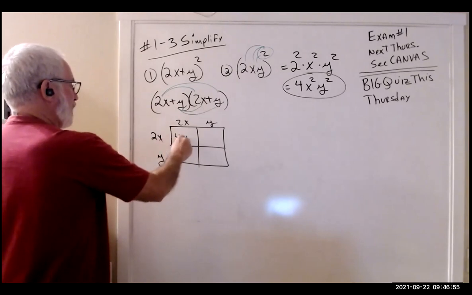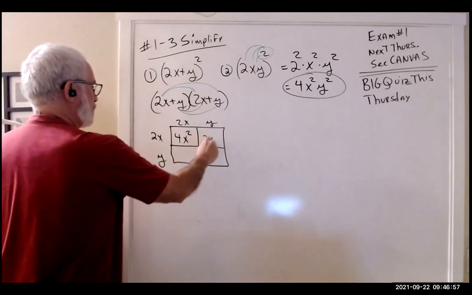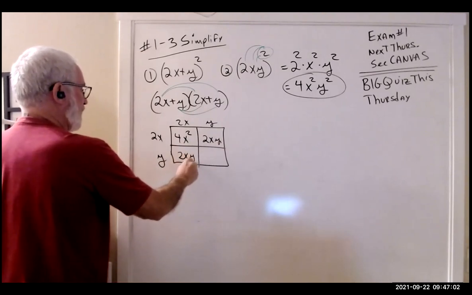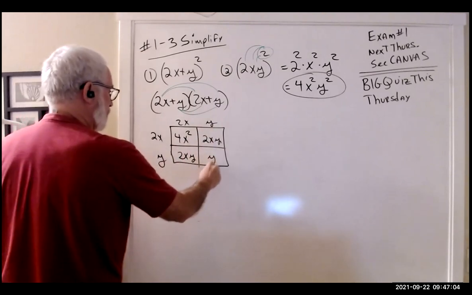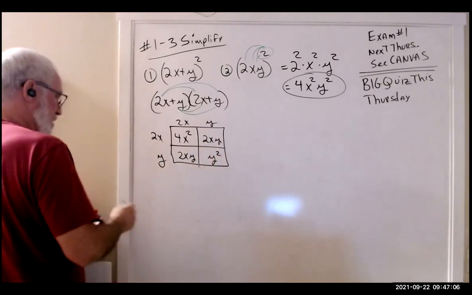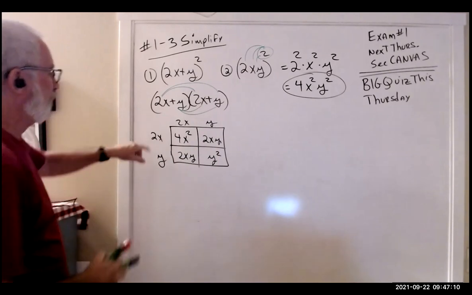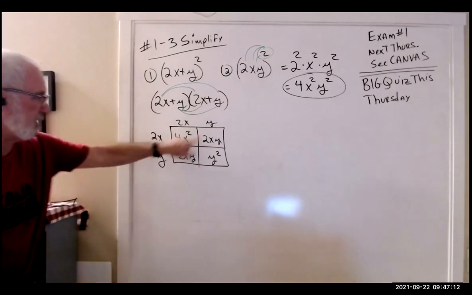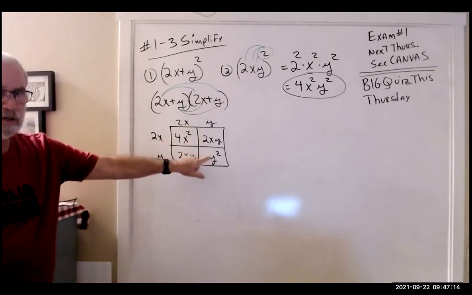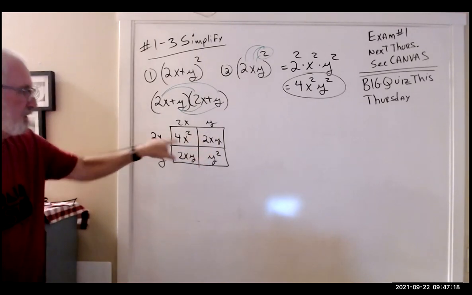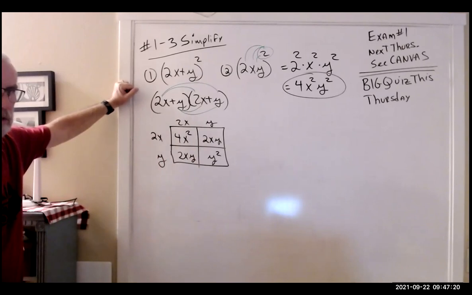So this is a 4x squared. This is 2xy. This is 2xy again, and this is a y squared. Any questions how I got my numbers inside that box? What I multiplied together in order to get all these extra terms inside the box?